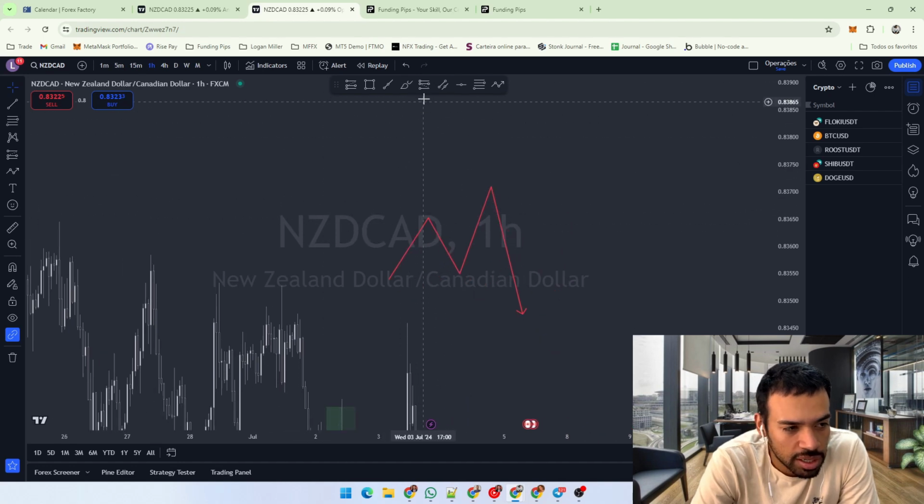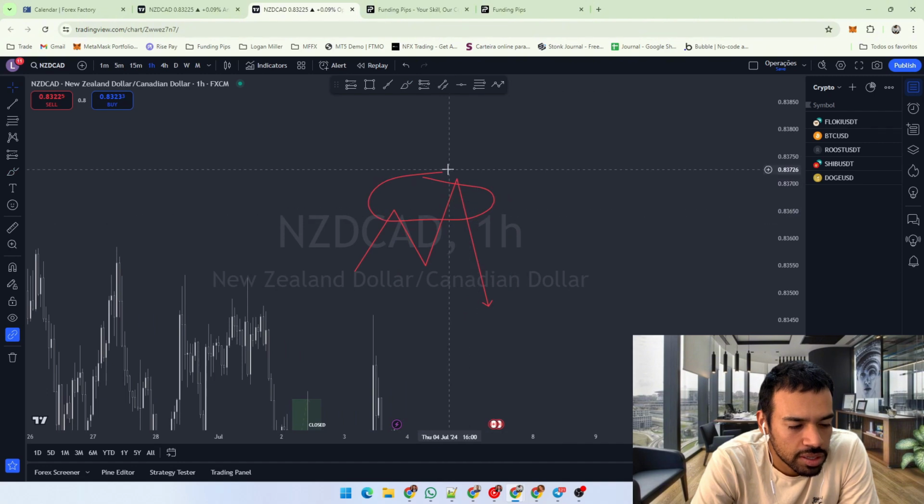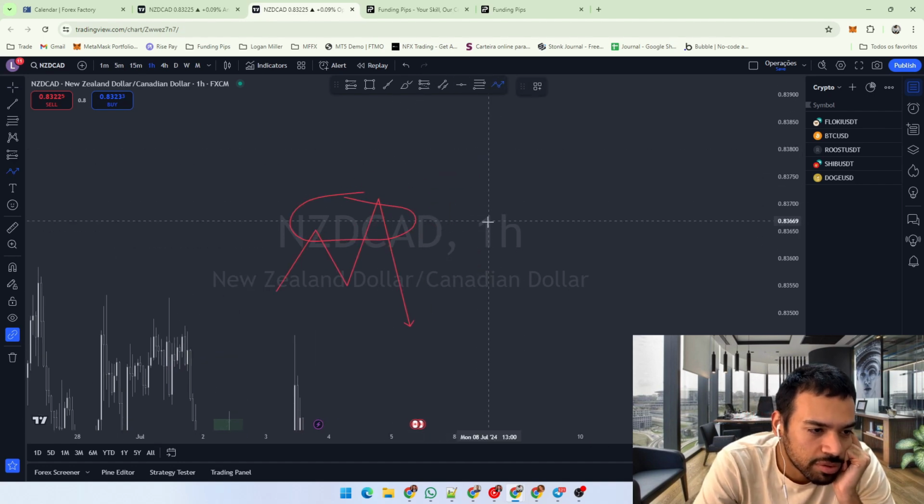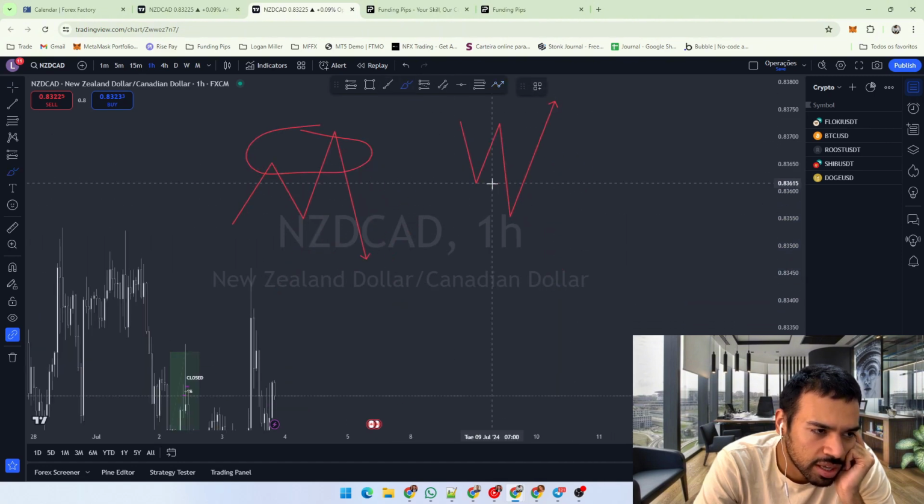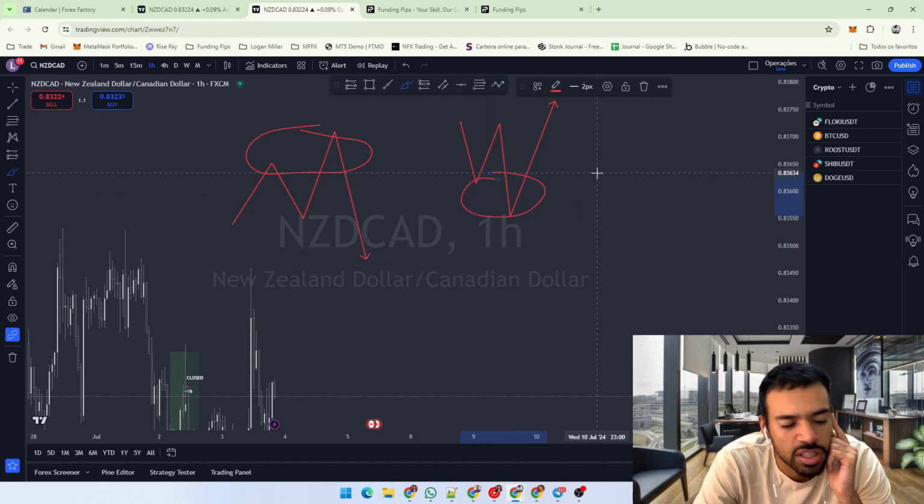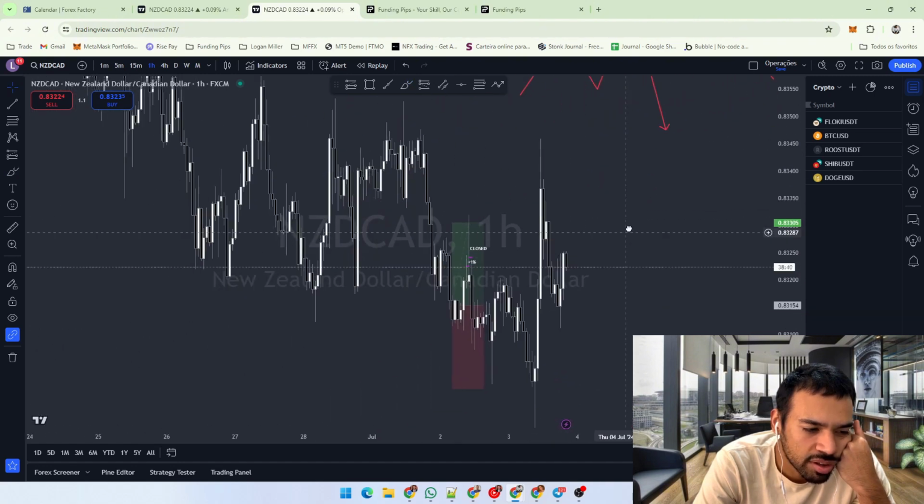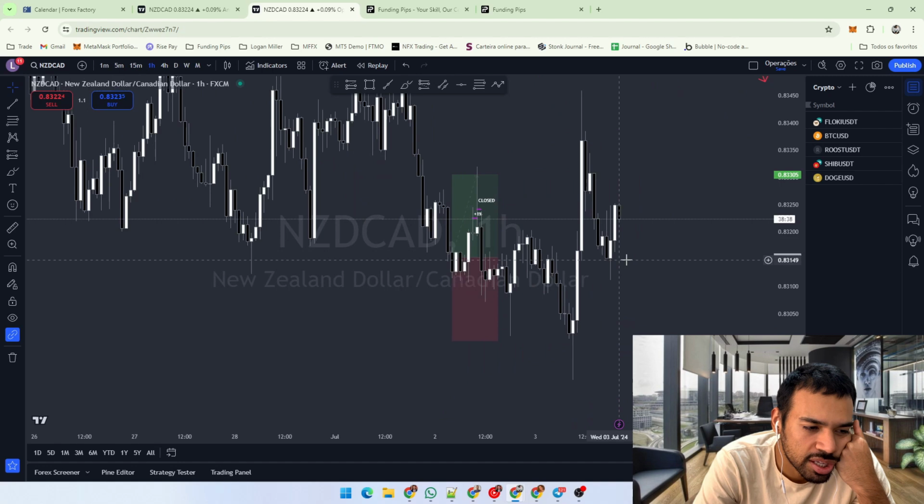If you have a downtrend line, I will look for this type of pattern right here. When some rejections happen on the previous high, I open short positions. And if we have an uptrend line, I look for this pattern right here and wait for the rejection on the previous low and open a long position right in this area. So that is what is happening in NZD CAD.